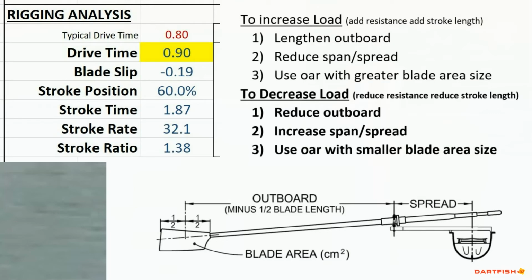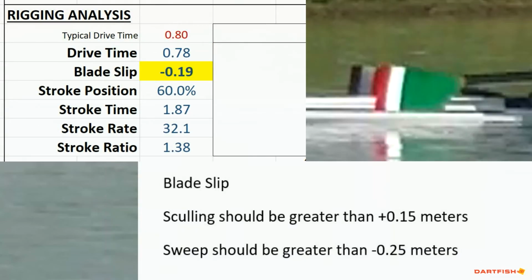Conversely, in another example, a drive time of 0.9 seconds or above would require a decrease in load. Reducing outboard length or increasing the span would both allow the athlete to get through the water quicker and reduce the drive time. Also remember that the blade area size is a factor of load. The larger the area, the greater the resistance and load.